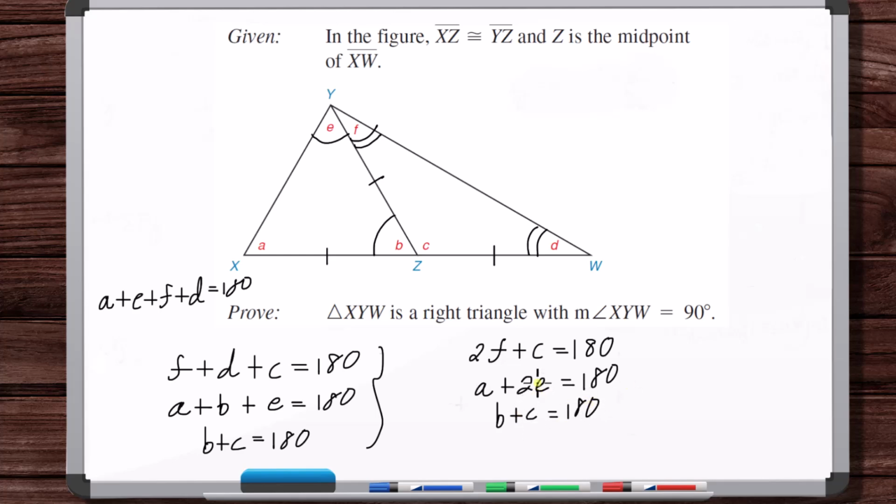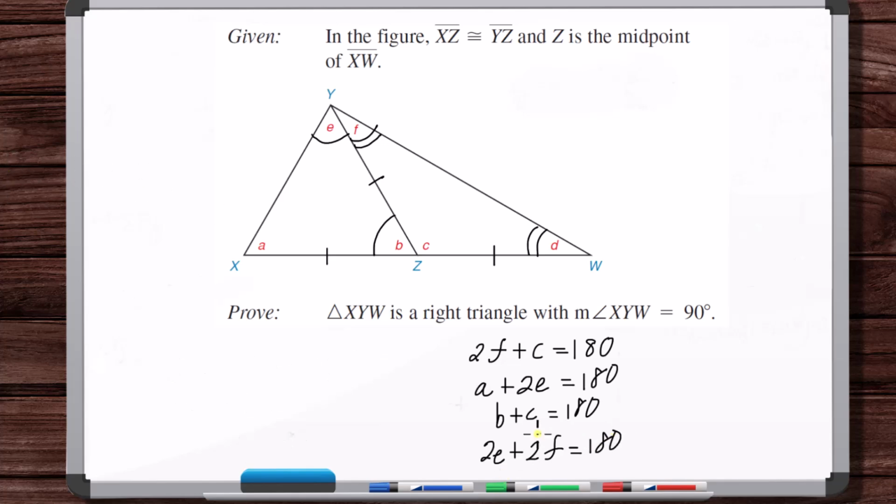Now, A plus E plus F plus D. F and D are congruent, and A and E are congruent. So we've got 2E plus 2F is equal to 180. Can we make some substitutions to get a pure relation between E and F? Well, no, we've got it here. Divide both sides by 2: E plus F is equal to 90. There we go. Done.